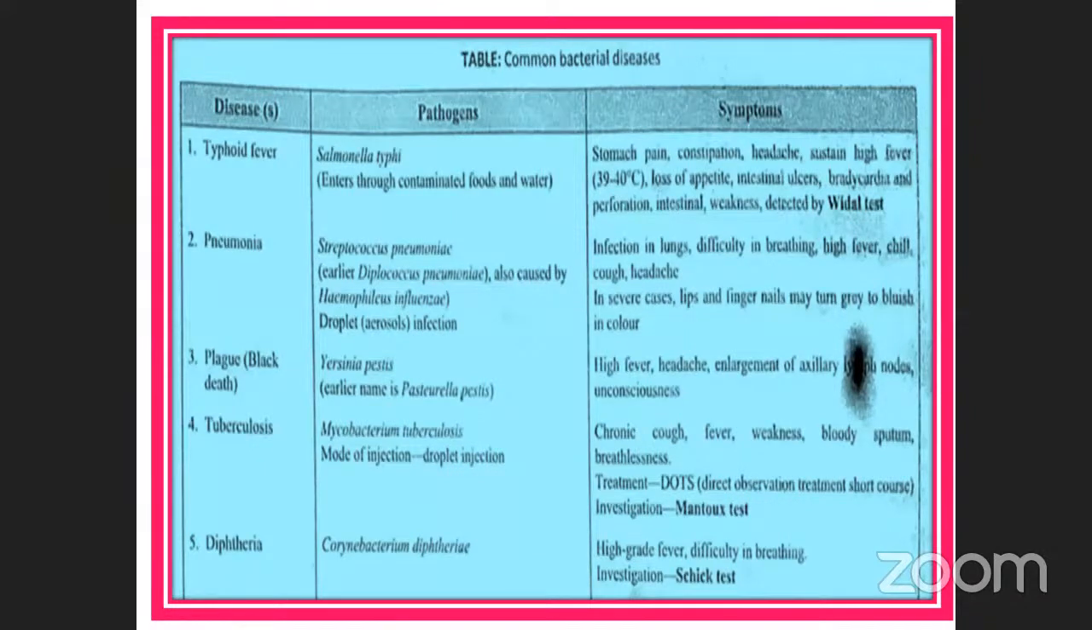In diphtheria, Corynebacterium diphtheriae. This is another one. See here, the symptoms: fever, difficulty in breathing. Investigation, which one, see here.